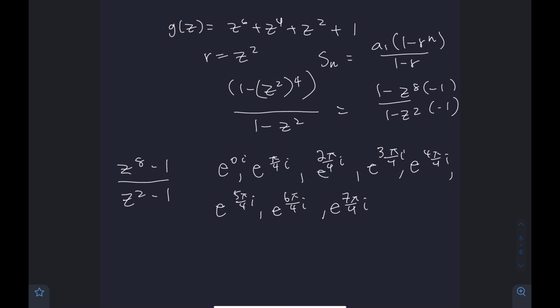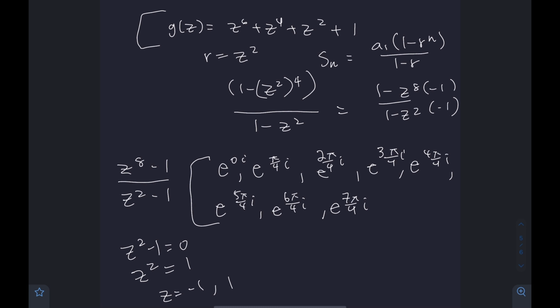But this is not our answer, because remember, our original function was to the power of 6. That was the highest power, meaning that there are only 6 solutions. But here, with the roots of unity, we have 8. And the reason is because we forgot about this denominator. When z squared minus 1 equals 0, then the entire thing is undefined. So we need to get rid of any solutions in which z squared minus 1 equals 0. That basically is another way of saying z squared equals 1, so z equals negative 1 or 1.